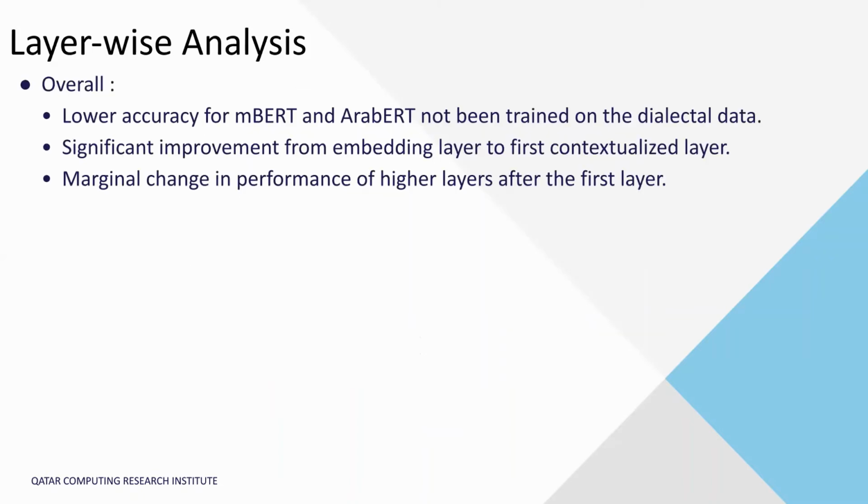Here is also a kind of summary. We can see that the accuracy of MBERT and AraBERT is low, because they are trained only on MSA and not on any dialectal Arabic. There is improvement from the embedding layer on: the deeper you go inside the model, the more performance you see. Also, there is marginal change in performance at the higher layers after the first few layers, as we have seen in dialect identification and also in the ATB.